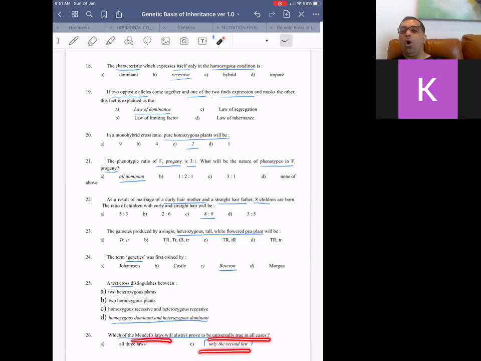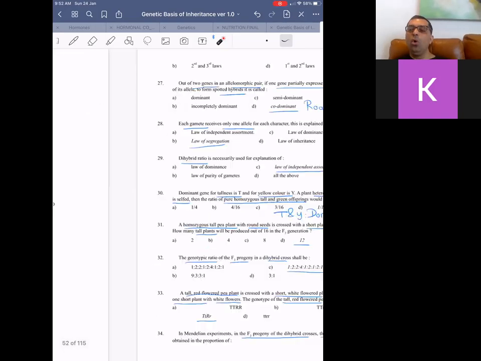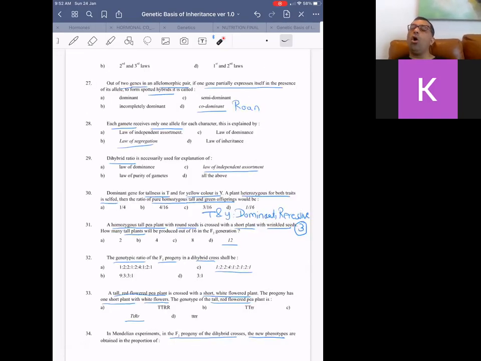Only the second law. If you remember, we did this in theory, law of dominance is not true universally because of incomplete dominance and codominance. And Mendel's third law, law of independent assortment, is not universally true if the two genes are found on the same chromosome. If they are linked genes, they will not show independent assortment. So, which is universally true? Only law of dominance. Sorry, law of segregation and purity of gametes.